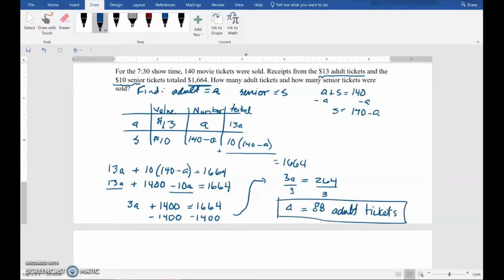So that's one answer, but we also need to figure out the senior tickets. We said that our senior was 140 minus 88. And so calculator, because yeah, that tells me that there's 52 senior tickets.